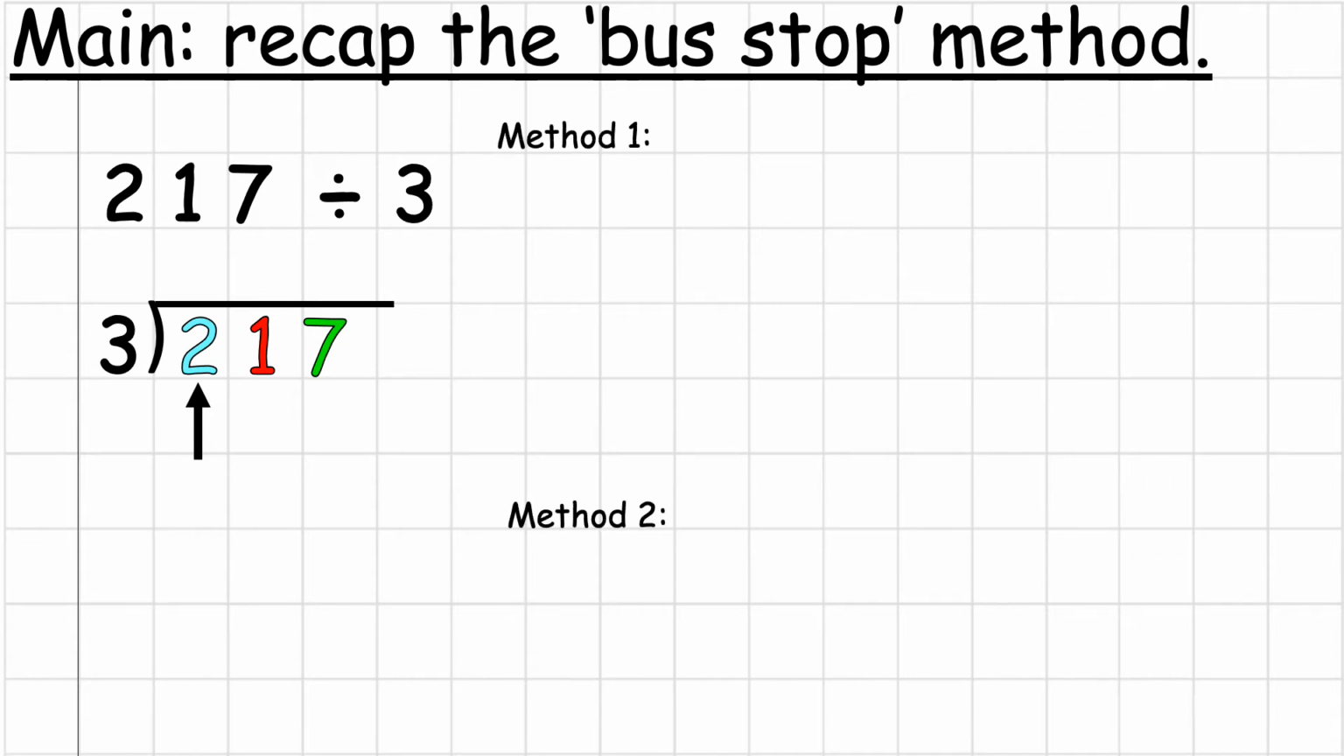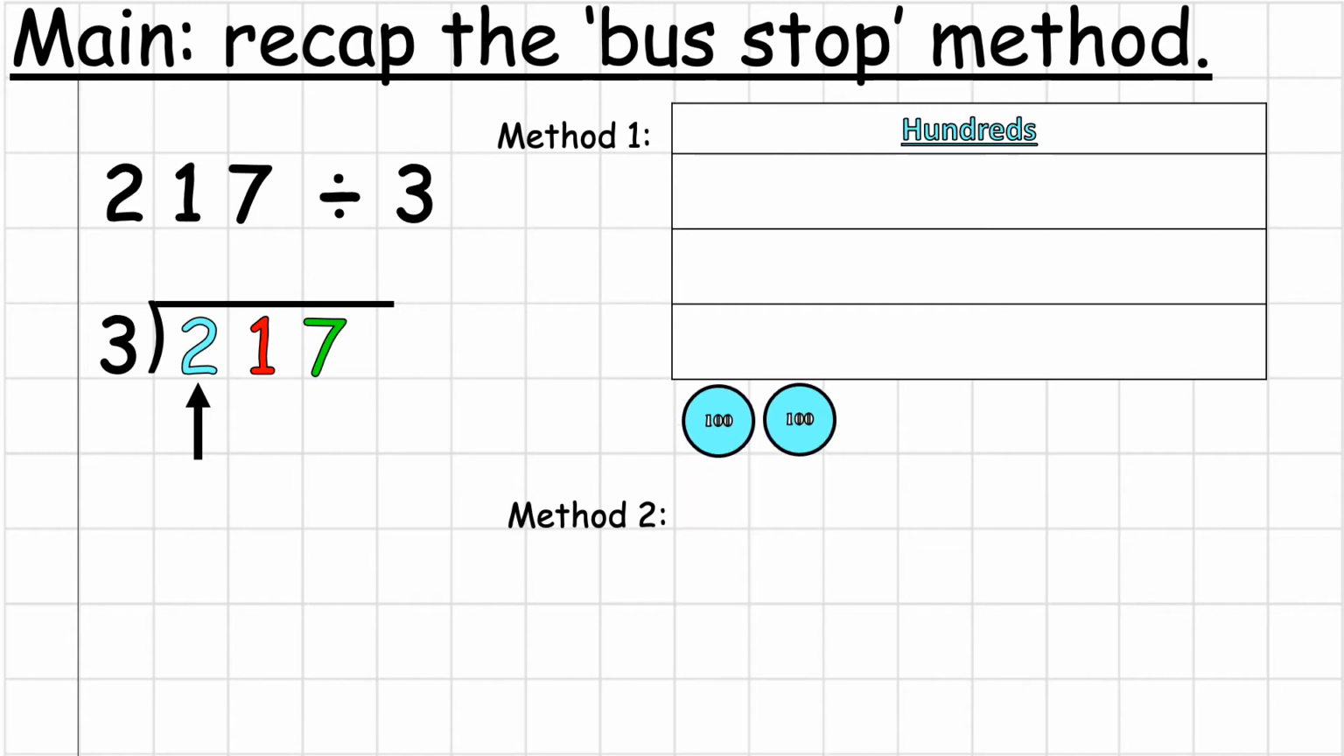Let's do our 2 methods again. For our hundreds, we've got 2 hundreds, but why can they not fit in our grid? Because we've got 3 columns, we've got 2 hundreds. Well, they can't fit in because they wouldn't be shared equally, would they? So according to this method, we're going to have to regroup the 2. Let's see if the second method agrees.